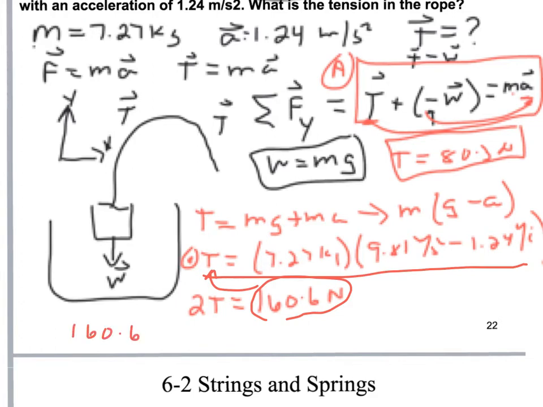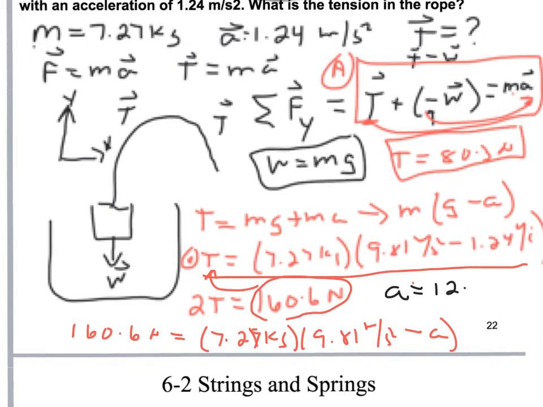So we have our 160 newtons equals our mass of 7.27 kilograms times our 9.81 meters per second squared minus the acceleration. And when we solve for A, we get that A actually equals 12.28 meters per second squared.